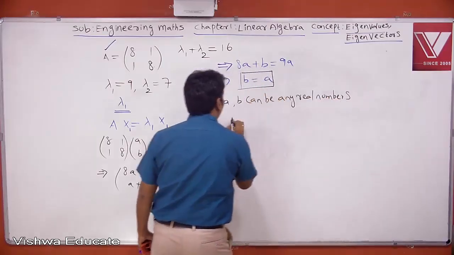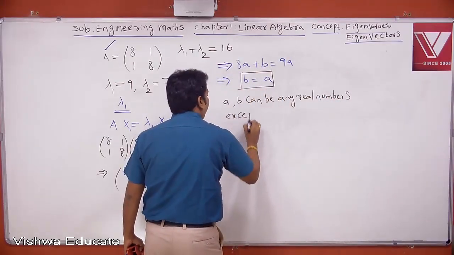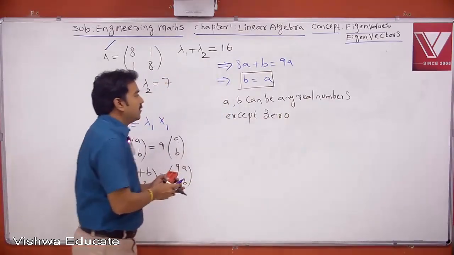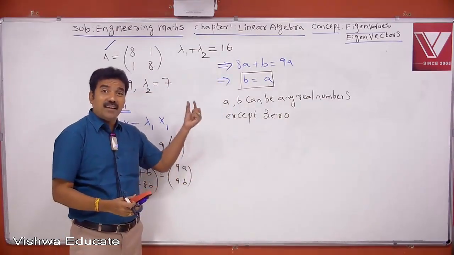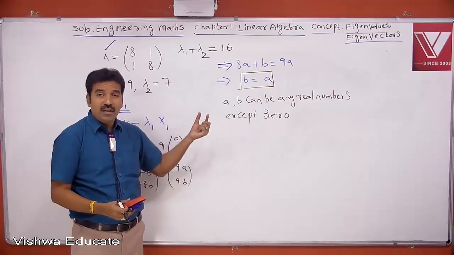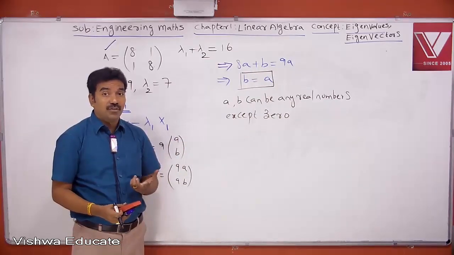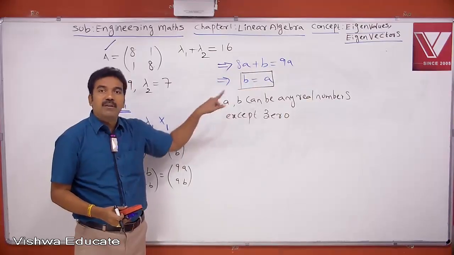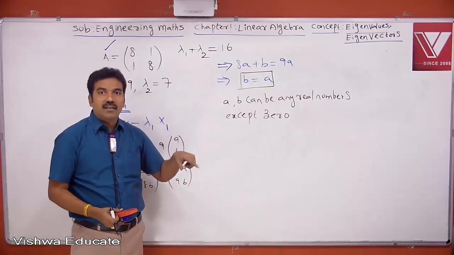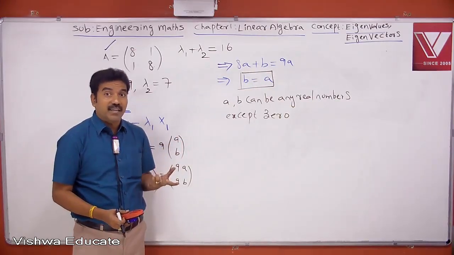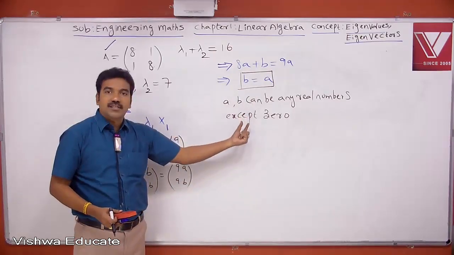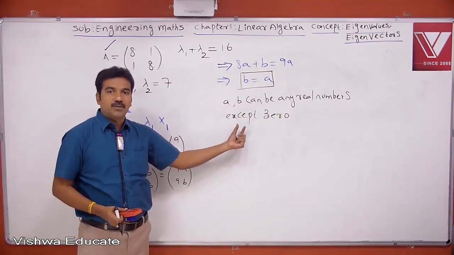Can be any real numbers except 0. Suppose if I assign one variable, either A or B, to 0, if I am not getting the other variable 0, then I can assign. But unfortunately, when you assign A value 0, B will be 0. That means in the eigenvector, all elements should not be 0 at a time. Therefore, in this case, A comma B can be any real numbers except 0. Try to understand this point.